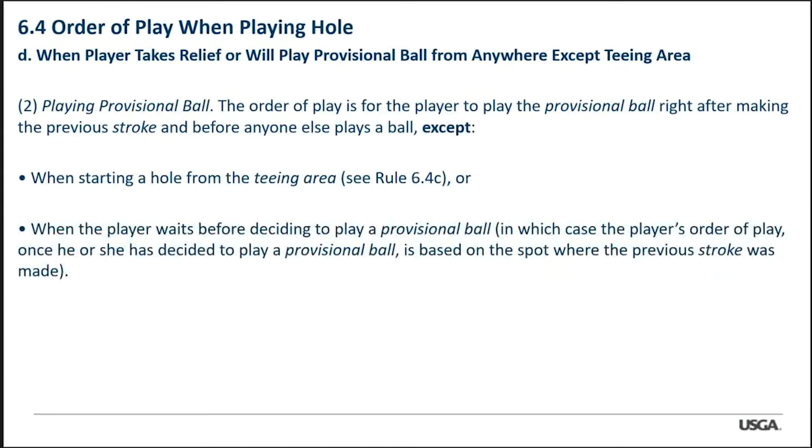When the player waits to decide before playing a provisional ball, we're going to figure out where that original stroke came to rest. If a player wants to wait, then that exception will kick in, so somebody else can play at that point. If a person's trying to figure out what they're doing, we don't want to have to say, okay, well, you figure it out because it's your turn. If somebody's trying to figure it out, somebody can step in.